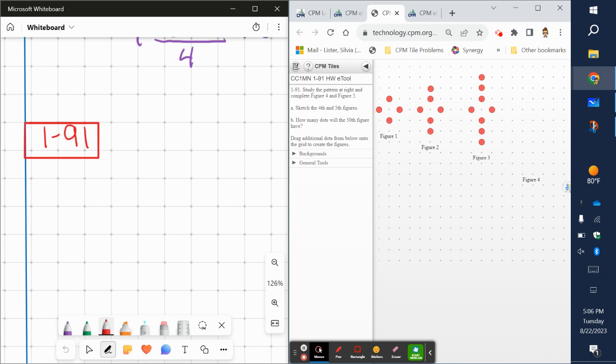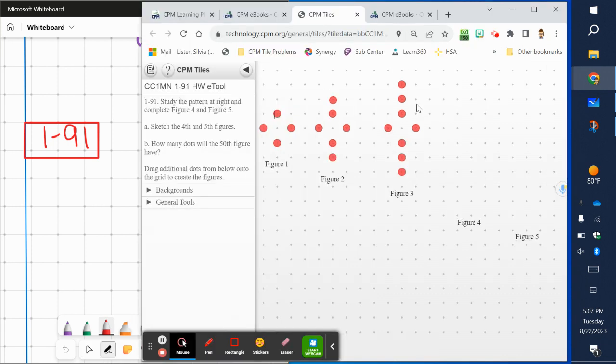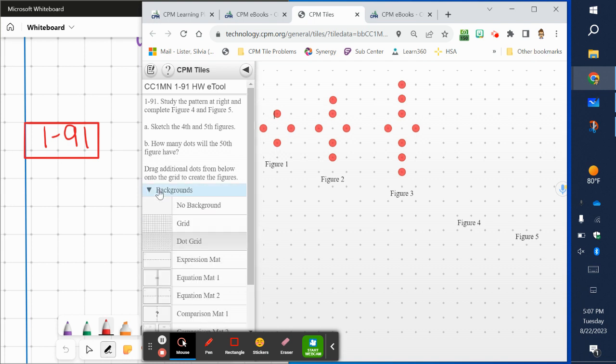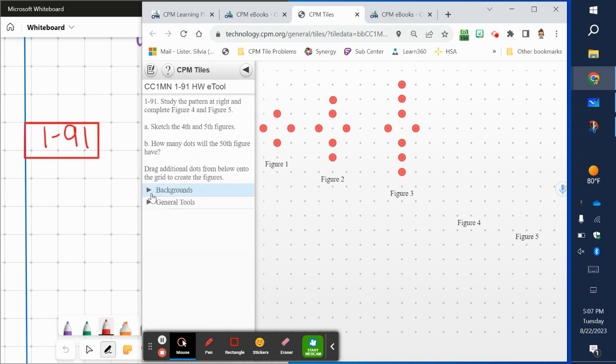And so this has the dots. So if you notice, there's a spot for figure 4. If I make this a little bit bigger, I bet I can find a spot for figure 5. So let me adjust my screen. Okay, so I made everything bigger, and I made my screen a little bit bigger so I can see the dots. The backgrounds, I'm not worried about the backgrounds right now. And I click on this, I got the general tools, so they do have the dots.